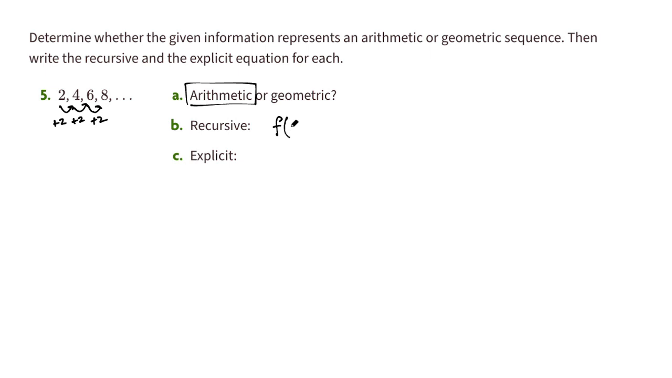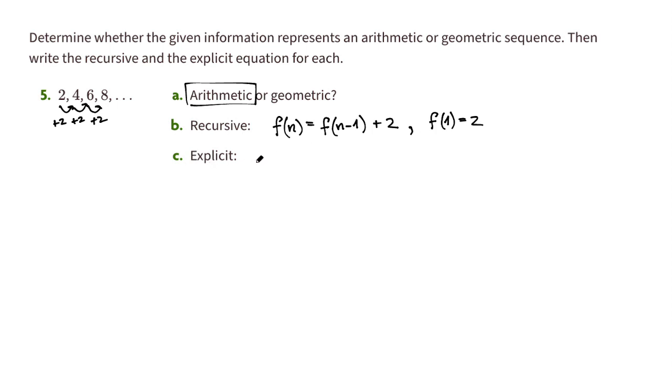I'll call f of n, meaning the number in the nth position can be found by taking the number in the position before that, the n minus 1 position, and adding 2. And with a recursive equation, we need to get into the habit of saying a starting value. So we will indicate that f of 1, the first number we have, is equal to 2.